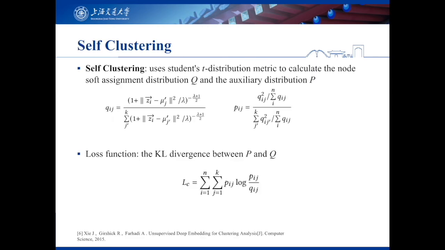Next part, we introduce the self-clustering method from the DEC model to improve the clustering performance of ANEJC. It uses the student's t-distribution metric to calculate the node's soft assignment distribution Q, which represents the probability that each node belongs to each community. And then we compute the auxiliary distribution P, which is used to measure the objective probability that each node belongs to each community. The loss function of this part is defined as the KL divergence between P and Q.